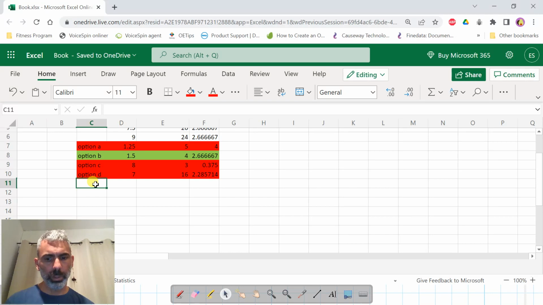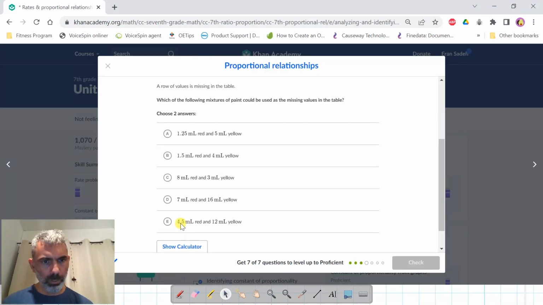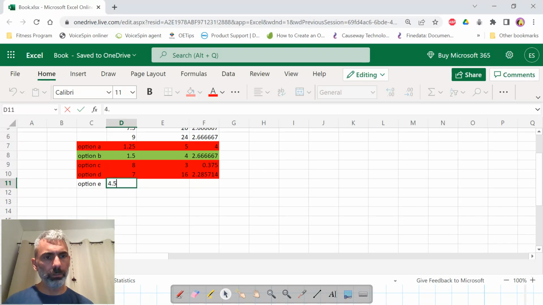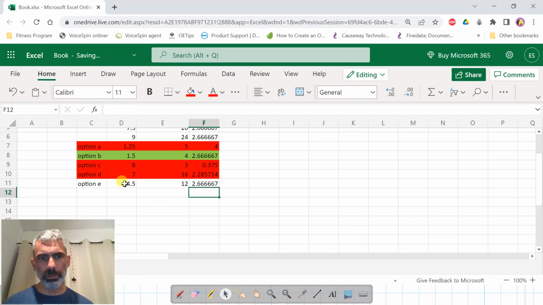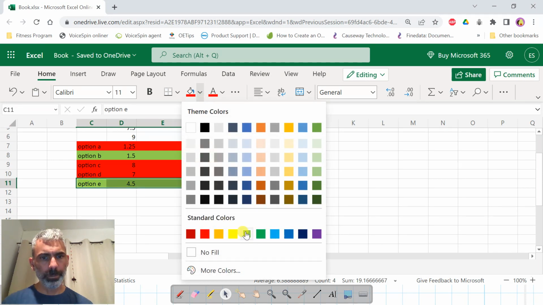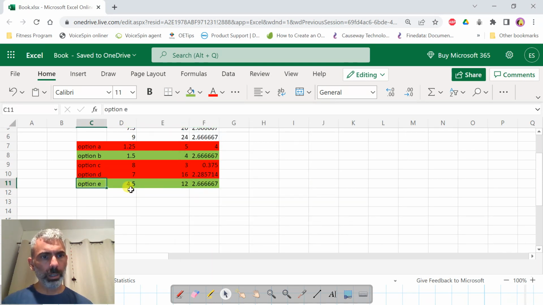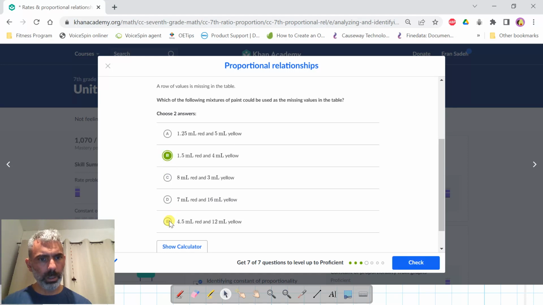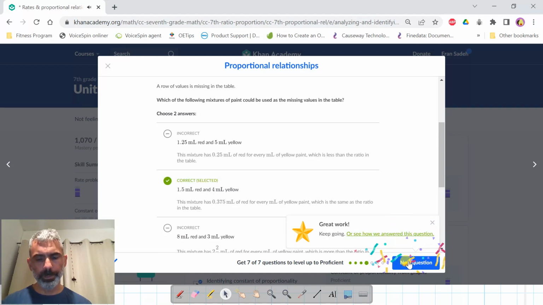So we are left with option E. Option E, 4.5 milliliters of red and 12 milliliters of yellow. When I divide 12 divided by 4.5, same ratio. Okay, so options B and E are correct. B and E.